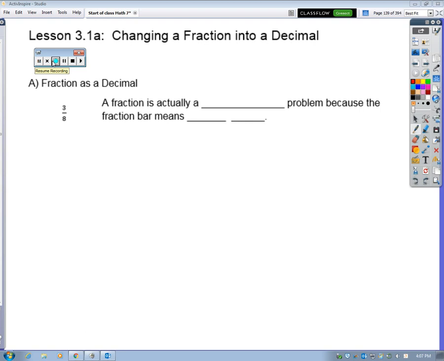Alright, my little math friends, we are moving on to Chapter 3, 3.1a. We are going to learn how to change a fraction into a decimal. Alright, and here's the thing.